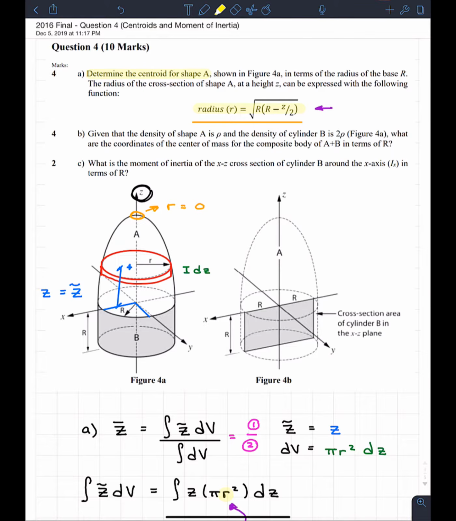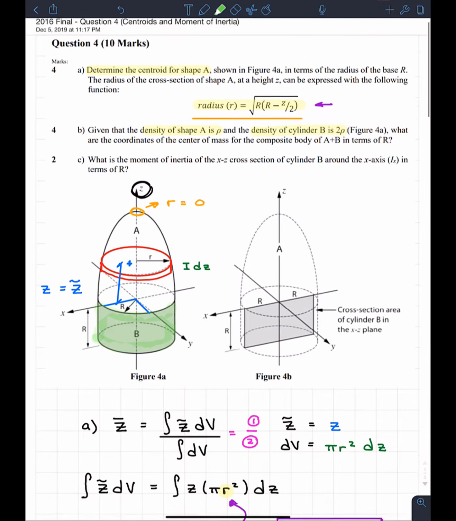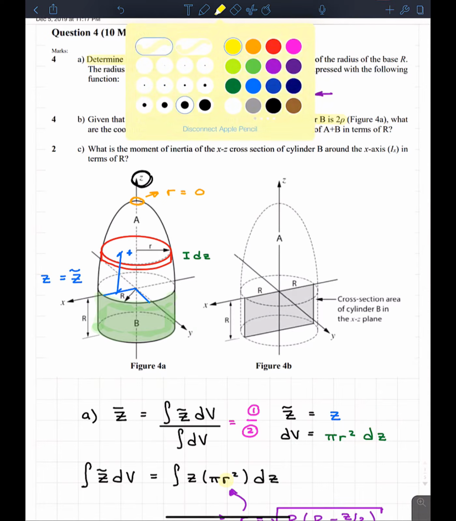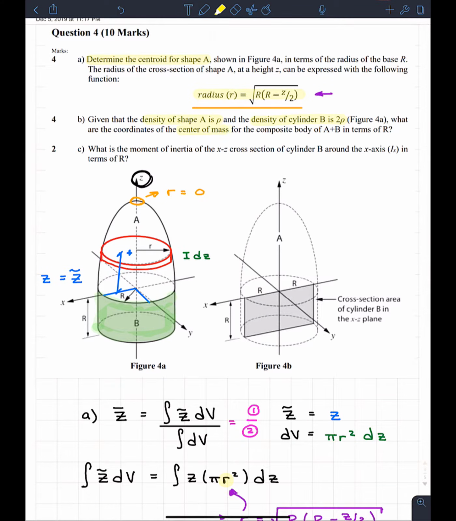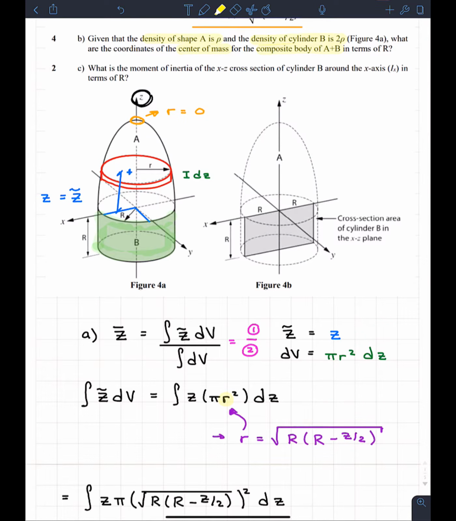And it kind of does, because it says given the density of shape A is rho, so it's just parameter rho, and the density of cylinder B is 2 rho. So we can see from our diagram that B is actually kind of down here, like this. So we now know that that's 2 rho. It says, what are the coordinates of the center of mass? So I'm going to highlight that because that's going to be very important. It wants the center of mass for the composite body of A and B. So now it wants the center of mass if we combine those two shapes to make that, well, let's be honest, it looks like a bullet.